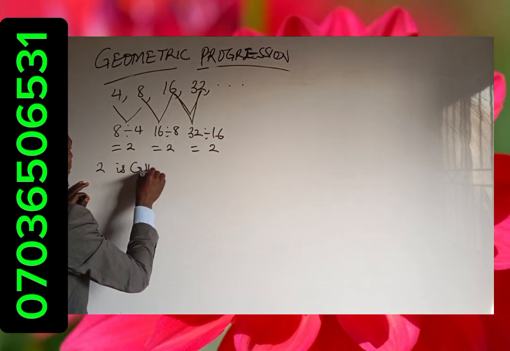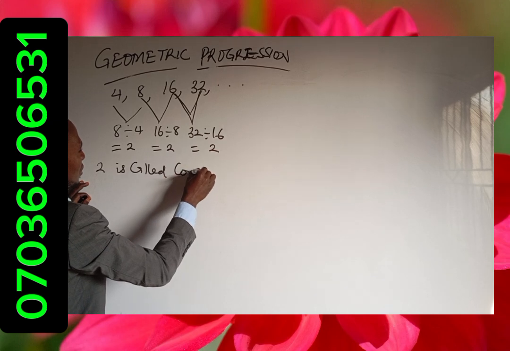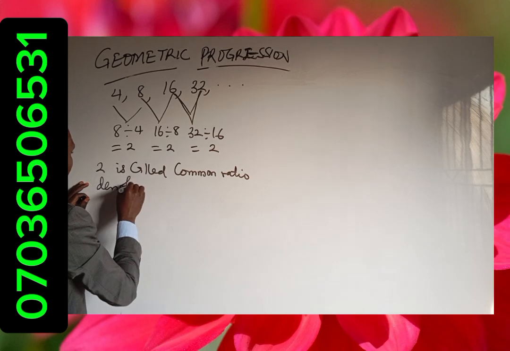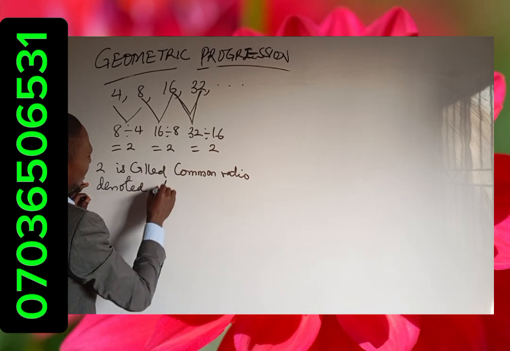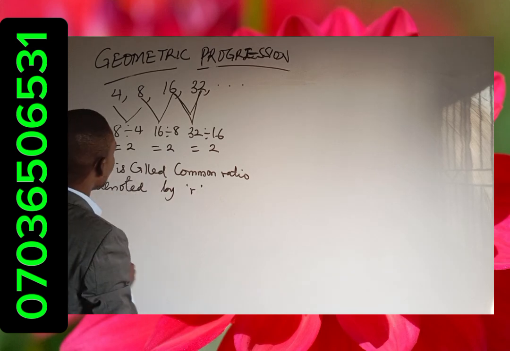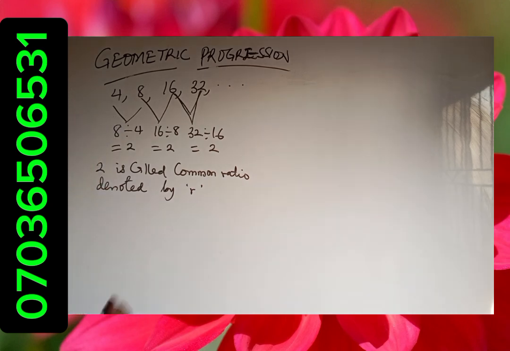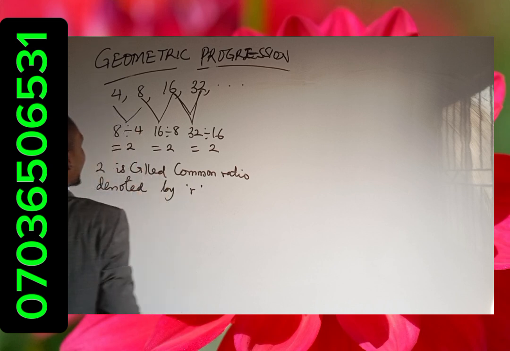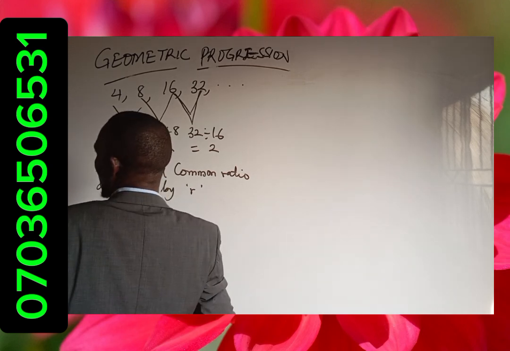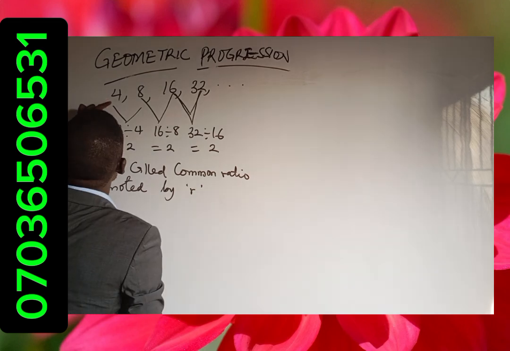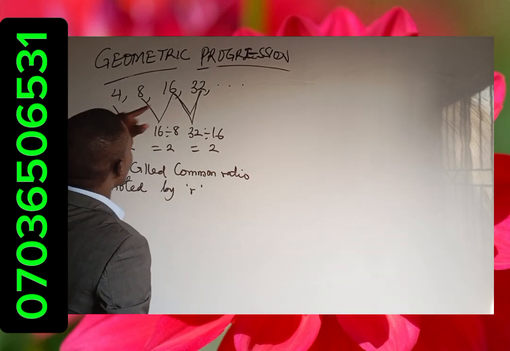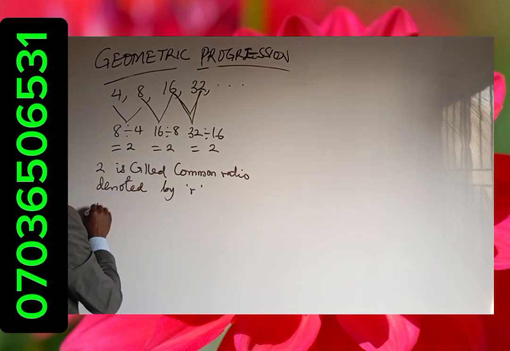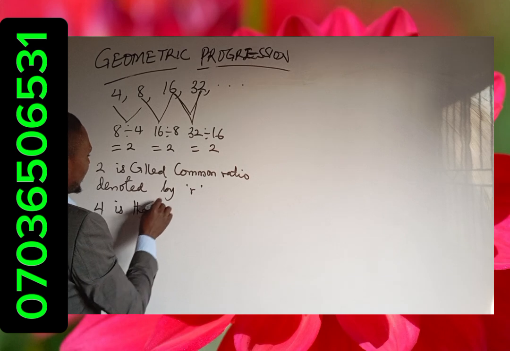2 is called the common ratio, denoted by small letter r. In AP, in arithmetic progression, it is called common difference, but here it is called common ratio. So the first term still remains the first element on the list, the first person on the queue, which is 4. So 4 here is the first term.